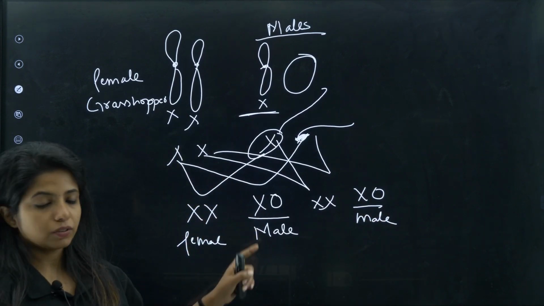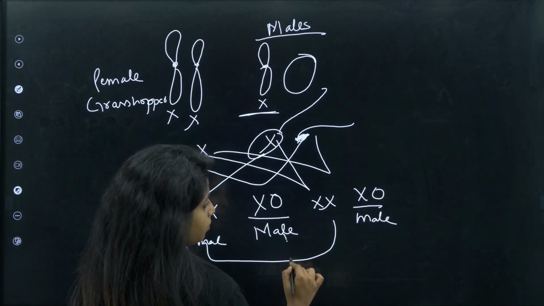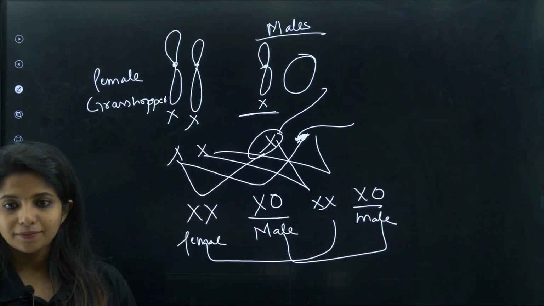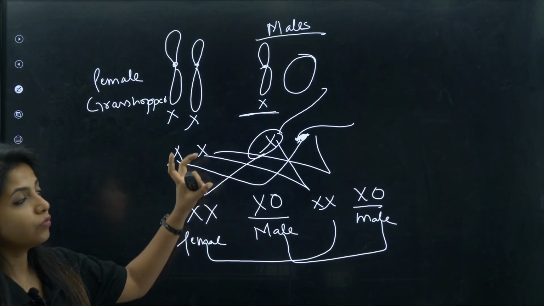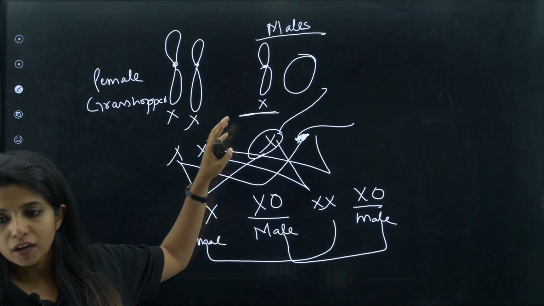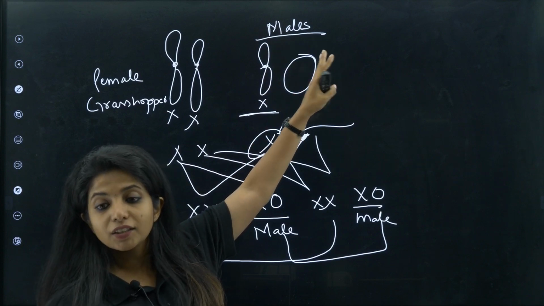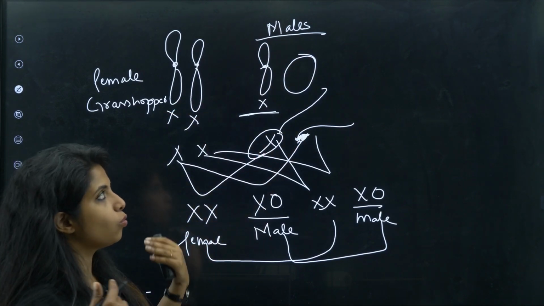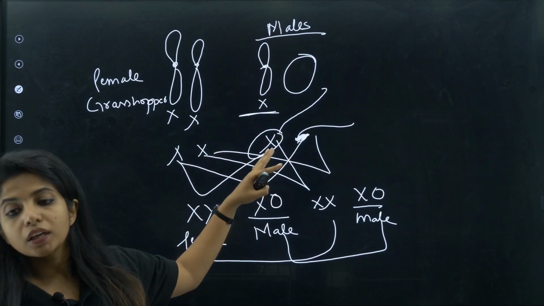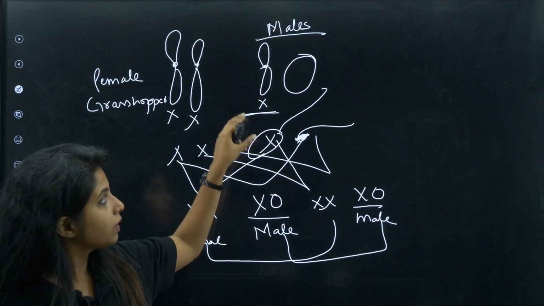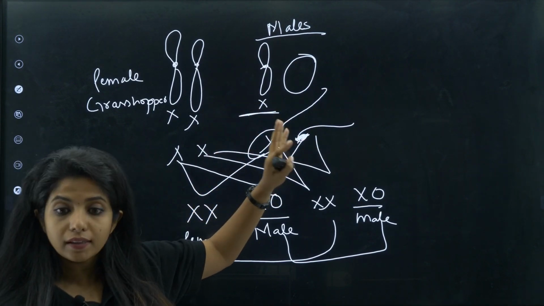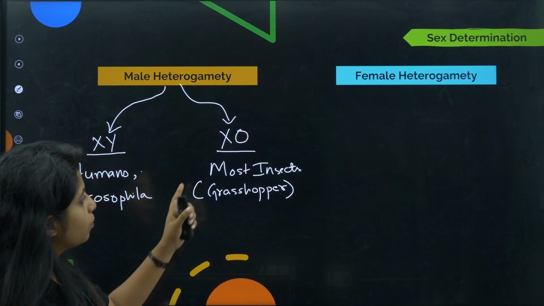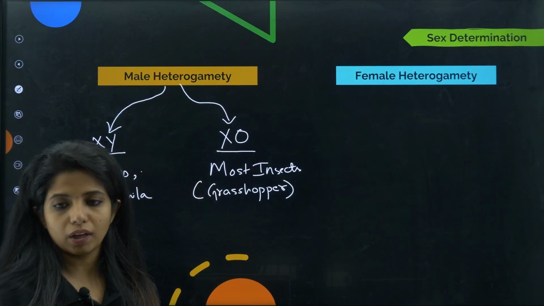Okay, so 50% chances of females and 50% chances of males. But always remember, in the case of insects, most insects, example grasshopper, they do not have the other sex chromosome in the case of males. So which is why we call it heterogamous. You might be thinking there is no other sex chromosome, so there is only one gamete that could be formed. No, children. One gamete can have this, the other gamete will not have anything. That is a problem, which is why we are putting it under heterogamety.